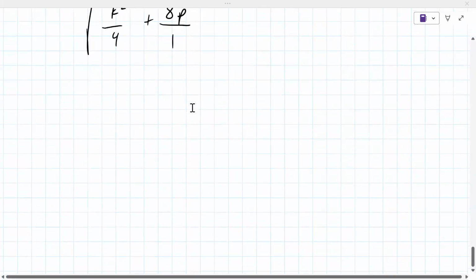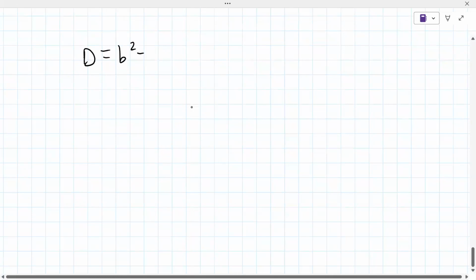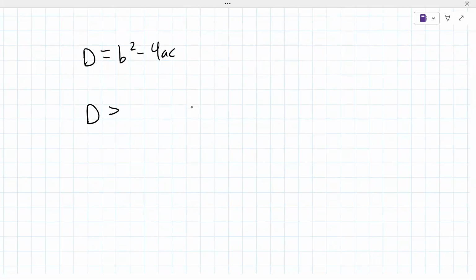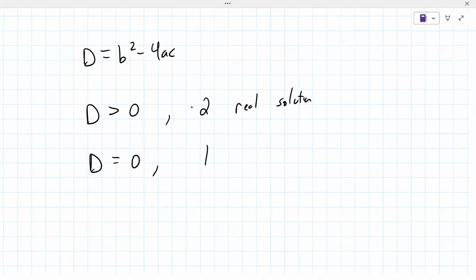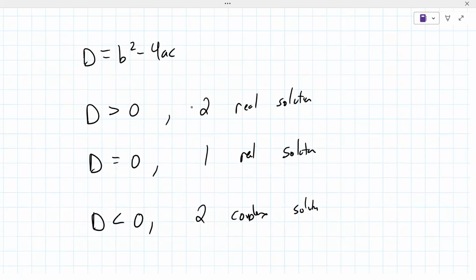Okay, so as a quick reminder, the discriminant, which is b squared minus 4ac, has three possibilities. If the discriminant is greater than 0, there are two real solutions. If the discriminant is equal to 0, there is one real solution. It's called a repeated root. If the discriminant is less than 0, there are two complex solutions. Do you remember seeing this at some point?